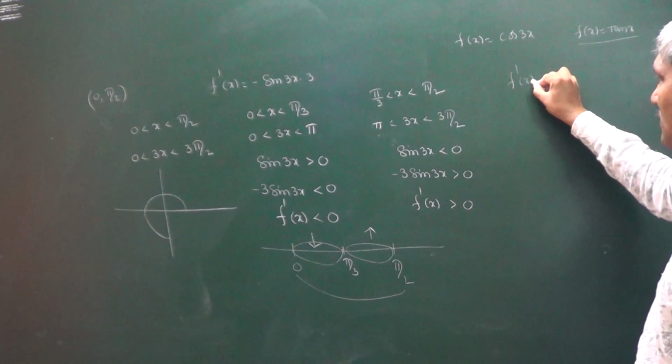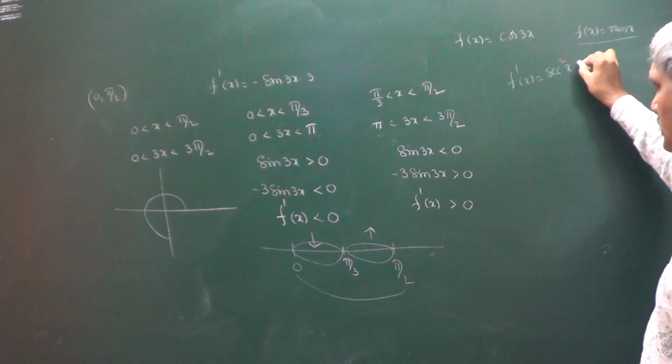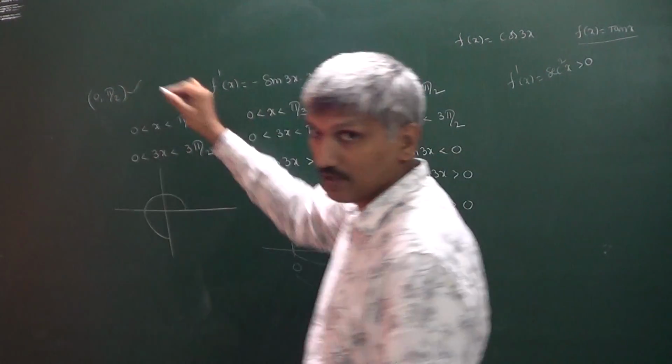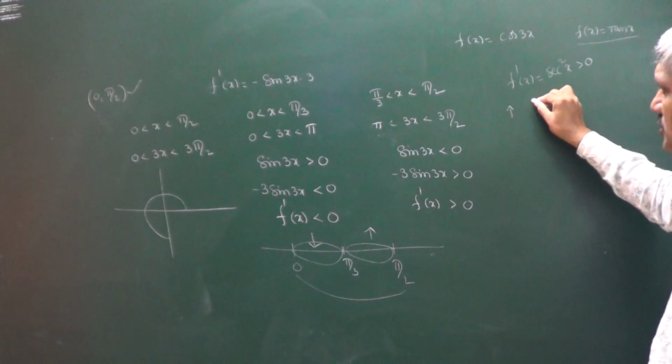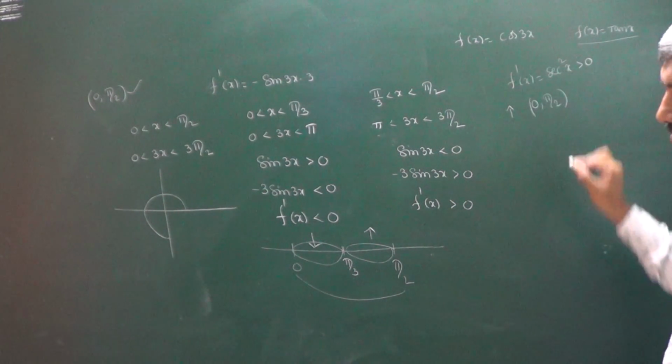Yes, f dash of x: tan x differentiation is secant square x. Yes, this is always greater than 0 in this interval. When f dash of x is greater than 0, it means the function is strictly increasing in the interval 0 to pi by 2.